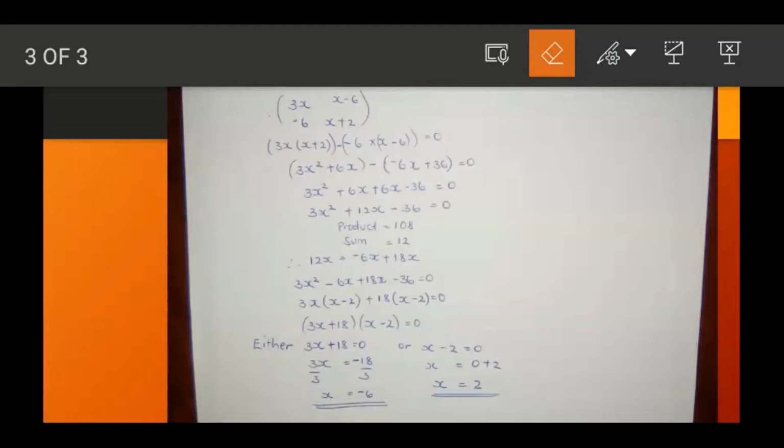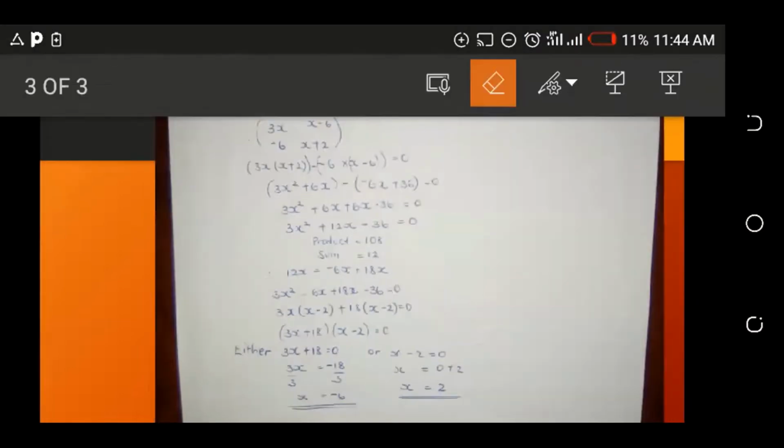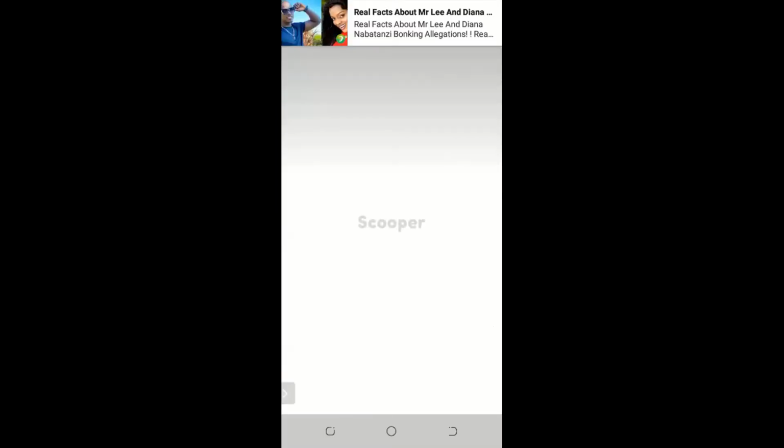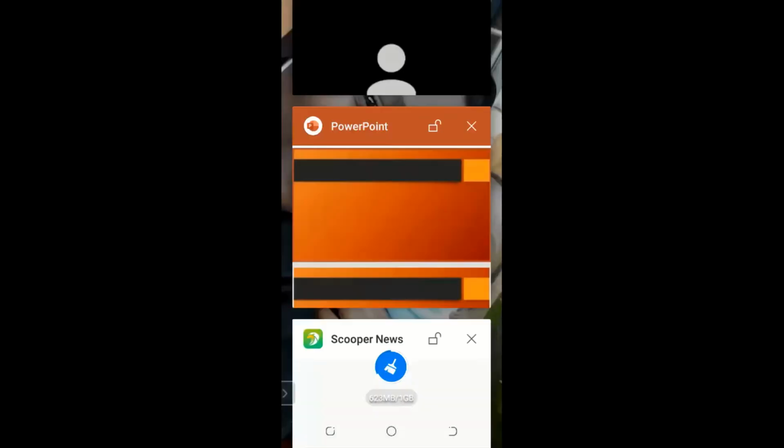Then we look for the common factors. The common factor of 3x squared minus 6x is 3x, into, you divide both sides by 3x, that is x minus 2, plus 18 into x minus 2. So you divide 18 by both sides. Sorry.